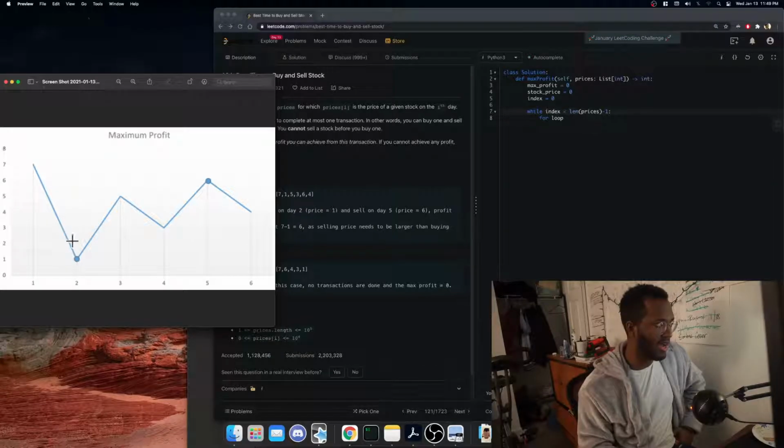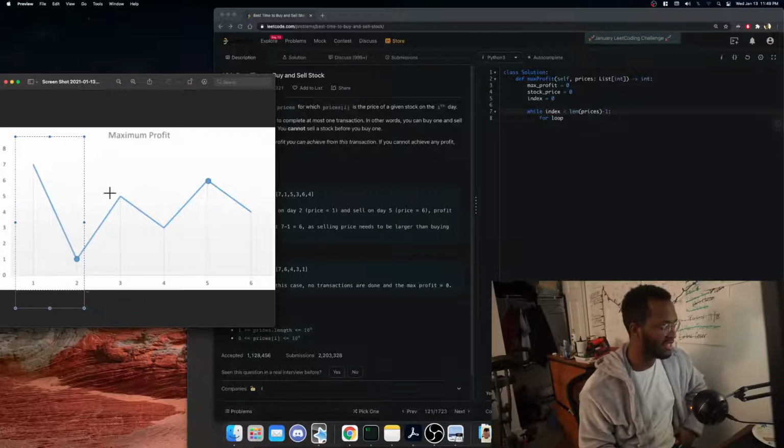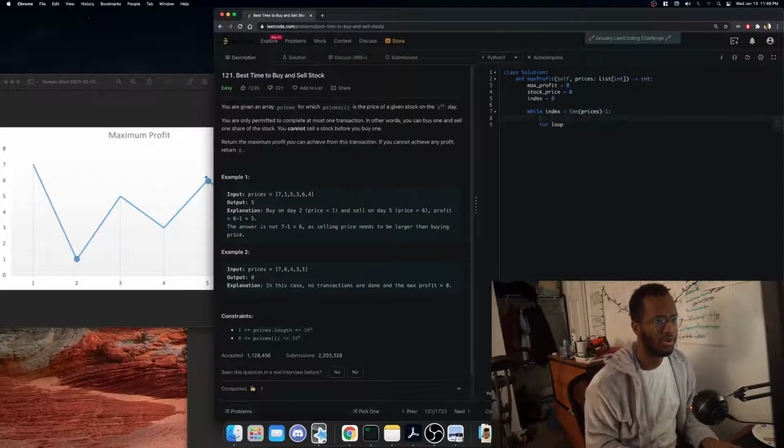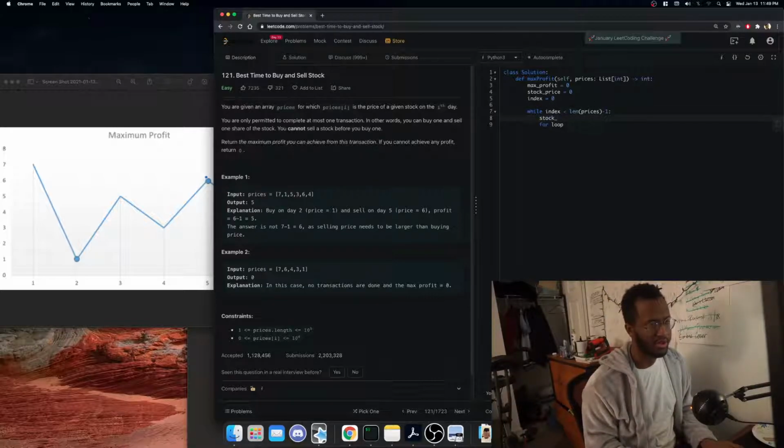Because, like we said, to find a point where we can actually make profit, we have to find a low point followed by a high point, which means we have to check 2 indices at the same time. If we have to check 2 indices at the same time, iterating one index each time, then we have to do minus 1 so that we don't go out of bounds. So, like we said, we're going to assume that we bought the stock on that day. So our stock price is going to be equal to prices sub index.